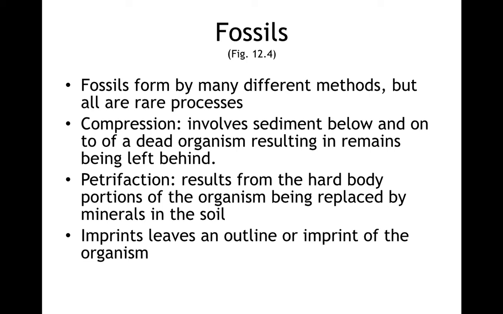Imprints are another thing. Imprints leave an outline or an imprint of the organism in the rock. And this is a common way that leaves become fossilized. There's some beautiful fossilizations of, say, fern fronds, things of that nature. We have the imprint of the structures of the leaf left in the fossil record.